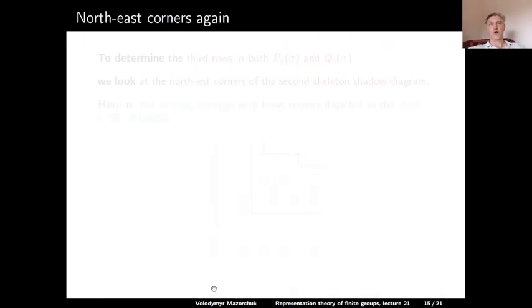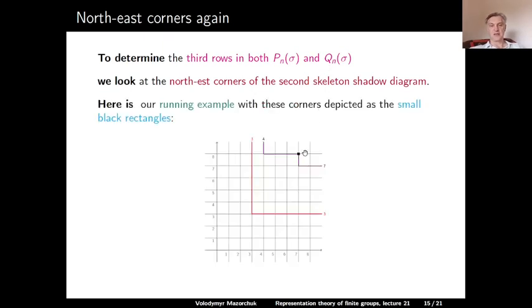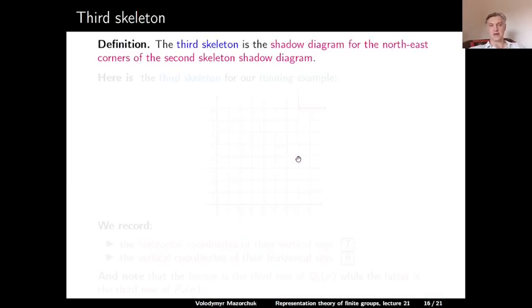And to go with further rows, we just do the same procedure again, recursively. So to determine the third row in both Pn of sigma and Qn of sigma, we look at the northeast corners of the second skeleton shadow diagram. So in our running example, we have only one northeast corner in the second skeleton, and this is the point (7, 8). And then we take the shadow diagram for the northeast corners of the second skeleton, and this will be the third skeleton shadow diagram.